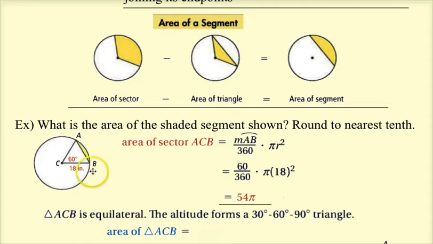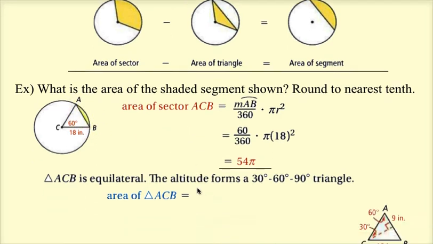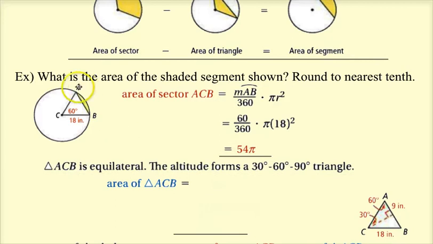Now I have to find the area of my triangle ACB, and I will subtract that out to get that little tiny shaded area of the segment. ACB is an equilateral triangle. If I were to draw this, how do I know it's equilateral? Because these radii are always congruent to each other. So if these are congruent, then these two angles right here, angle A and angle B, are congruent, so they have to be 60, 60, 60.